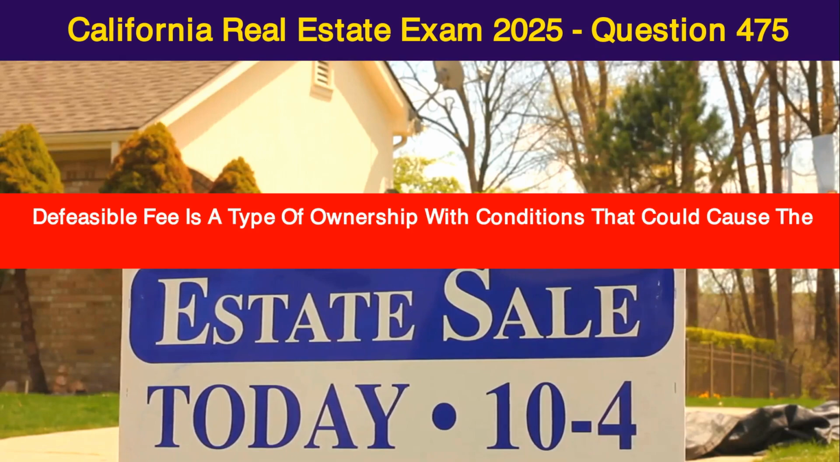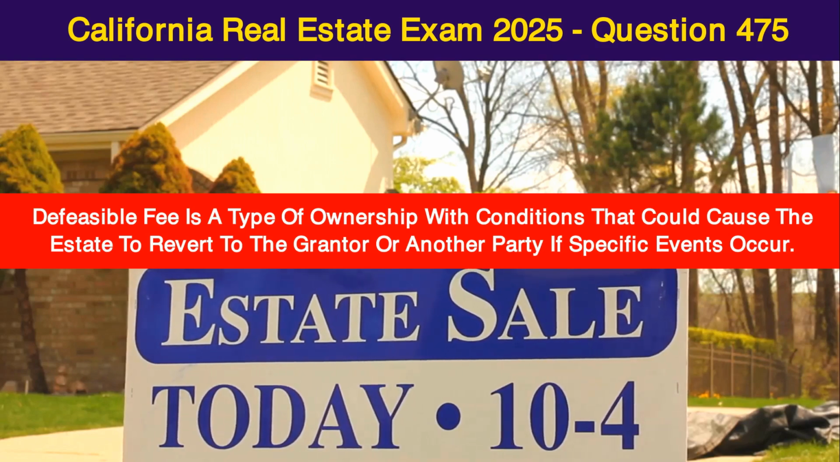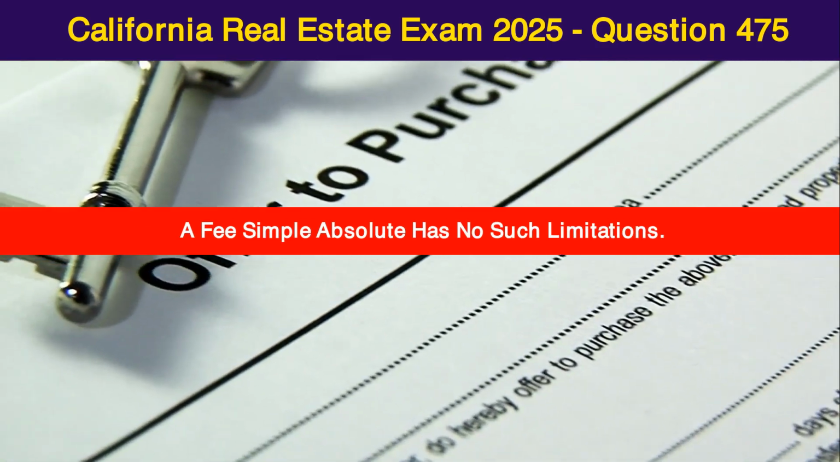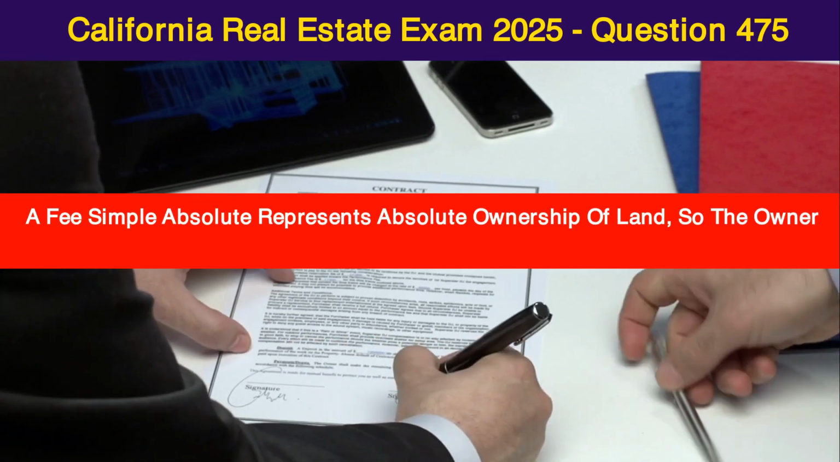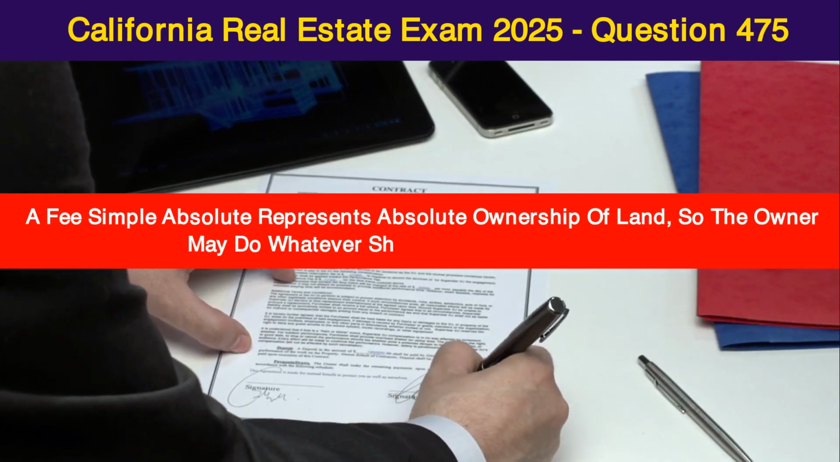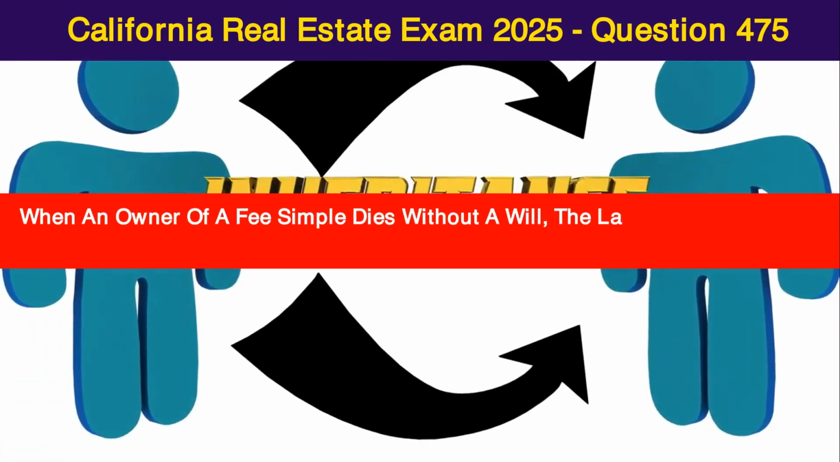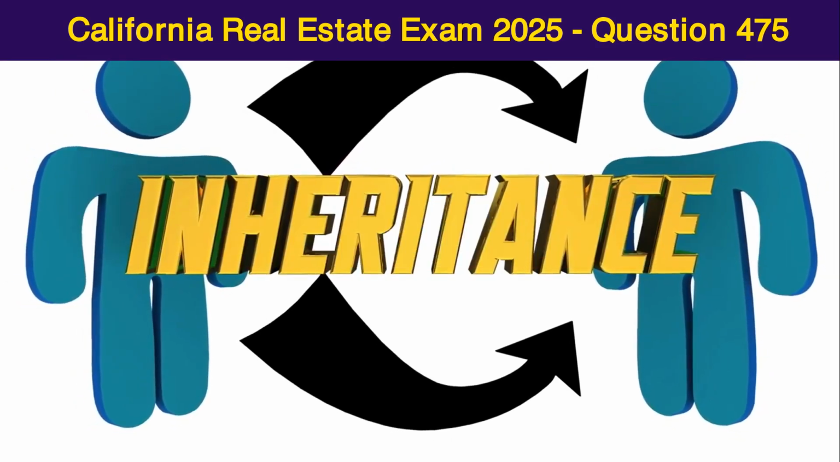Defeasible fee is a type of ownership with conditions that could cause the estate to revert to the grantor or another party if specific events occur. A fee simple absolute has no such limitations. A fee simple absolute represents absolute ownership of land, so the owner may do whatever she chooses with the land. When an owner of a fee simple dies without a will, the land descends to the heirs.